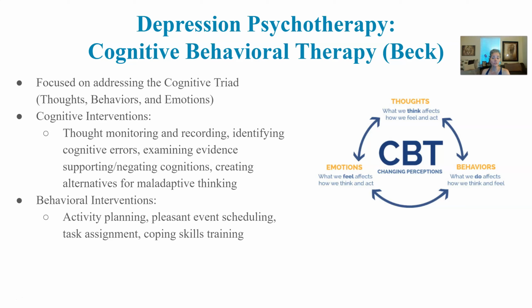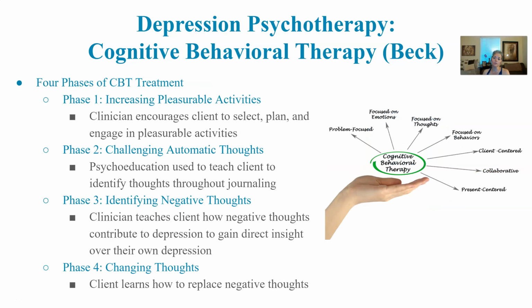They might include some behavioral interventions, which include planning activities with you, identifying things that you like to do, scheduling those things into your life, assigning you homework assignments, and teaching you more effective coping mechanisms when you are experiencing those negative thinking patterns. And so here are the 4 phases of cognitive behavioral therapy.